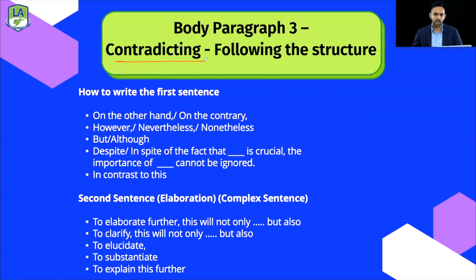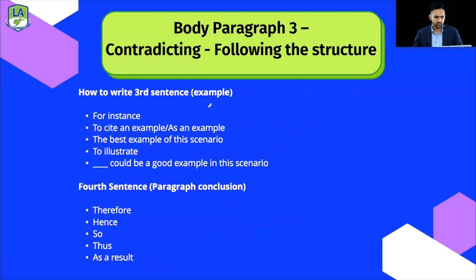Remember this thing. How do you start a contradicting paragraph? With words like on the other hand, on the contrary, however, although, in contrast to this, in spite of the fact spending on public services is crucial, the importance of theater or arts cannot be ignored. So this is how you'll start your paragraph, then you'll explain it, second sentence, third will be your example, and fourth will be your conclusion.